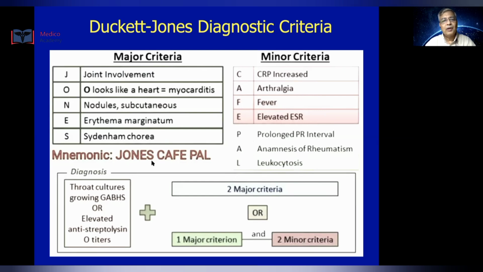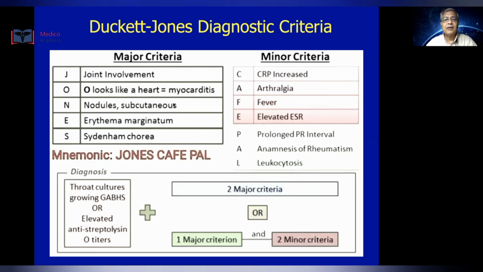And a mnemonic for remembering this is Jones-Caffey-Paul. So what is Jones-Caffey-Paul? Jones represents the major criteria. So J is joint involvement, O because it looks like the heart is myocarditis, N is nodules, subcutaneous nodules, E stands for erythema marginatum, and S stands for Sydenham chorea.